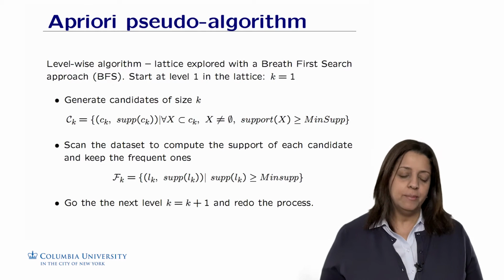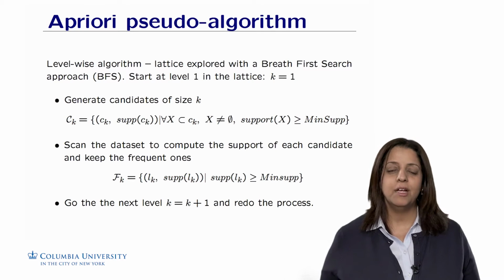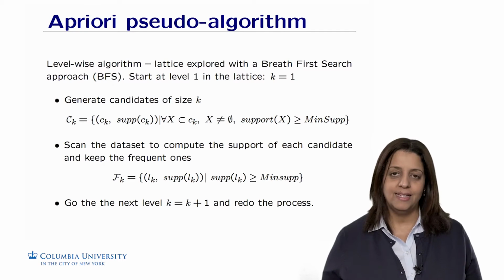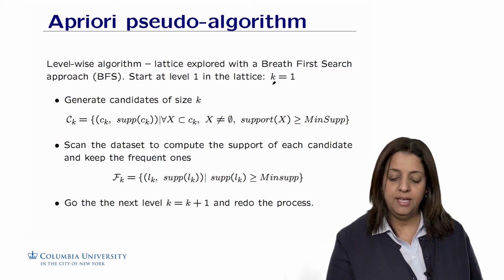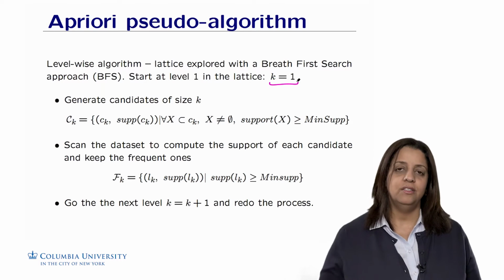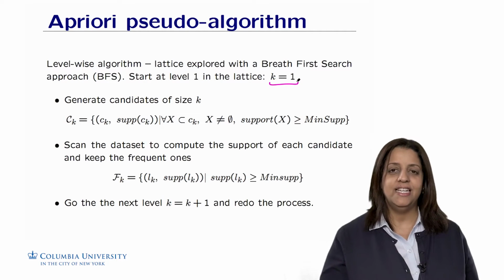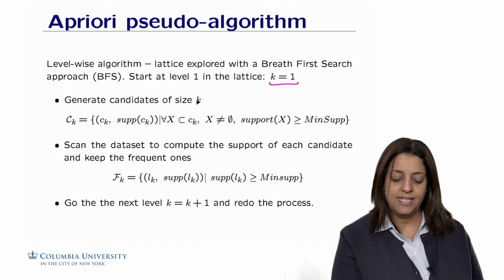The Apriori algorithm is what we call a level-wise algorithm. It goes level by level, as it adopts a breadth first search on the lattice of possible itemsets. So I start at level 1, which would be k equals 1 here. The idea is to generate candidates, check their frequency, generate the next generation of candidates, and so on and so forth. So the idea is to generate the candidates of size k.